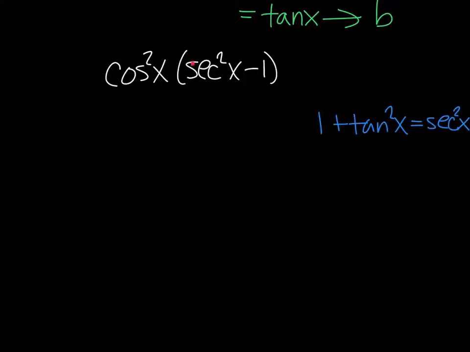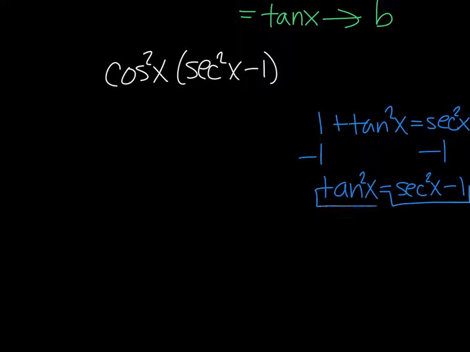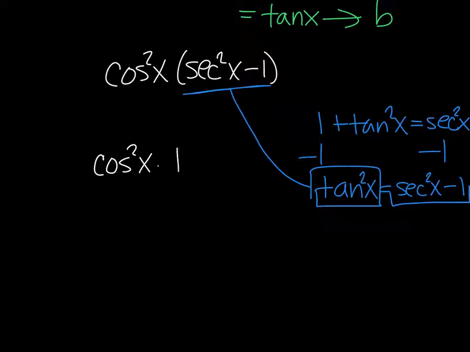So what I'm going to do is I'm going to rearrange this so that it looks like this. So I'm going to take the 1 and move it over. So now I have tangent squared equals secant squared minus 1, which means secant squared minus 1 is the same thing as tangent squared. So I can take tangent squared and put it right here. So now we have cosine squared times tangent squared.